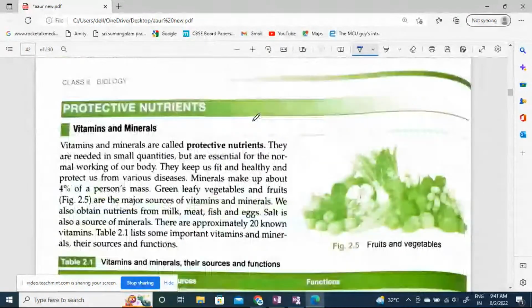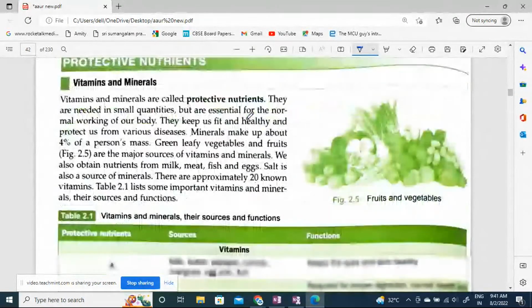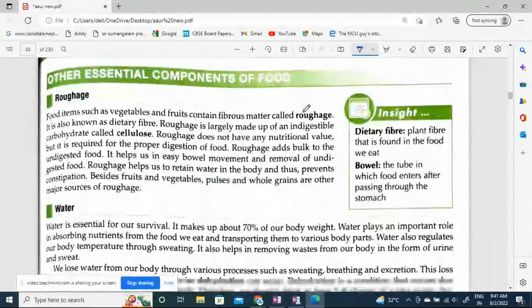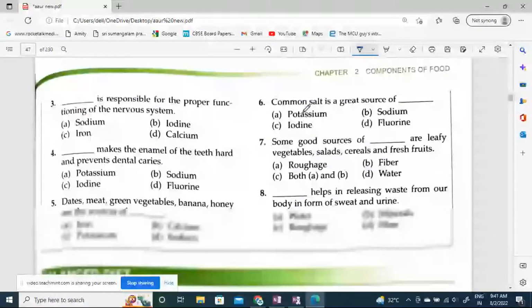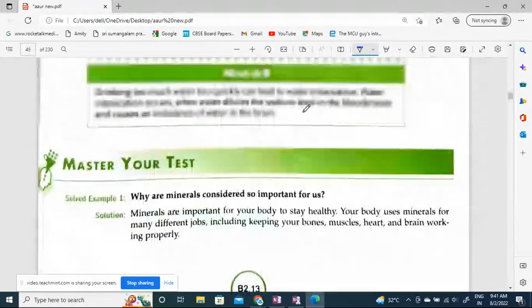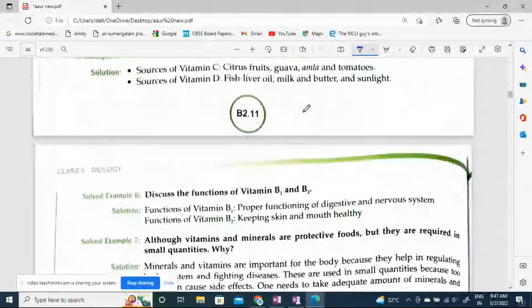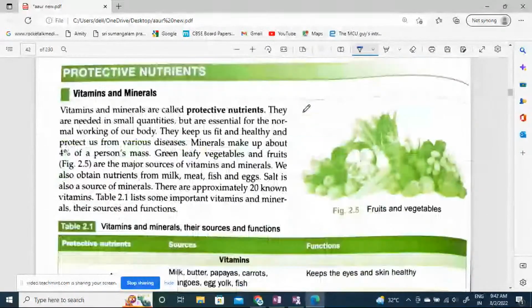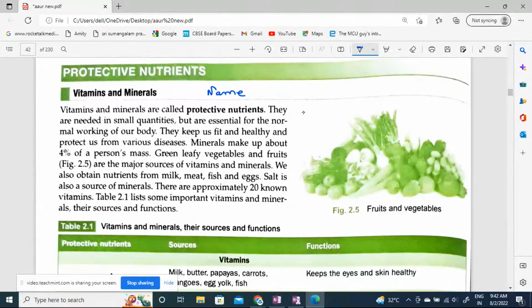Now, vitamins and minerals. Just come to this. How much lesson is left? Oh God, it can't be completed, I think. No, 2 lectures are needed for that. Now, vitamins. So, first question: name productive nutrients. What are productive nutrients?